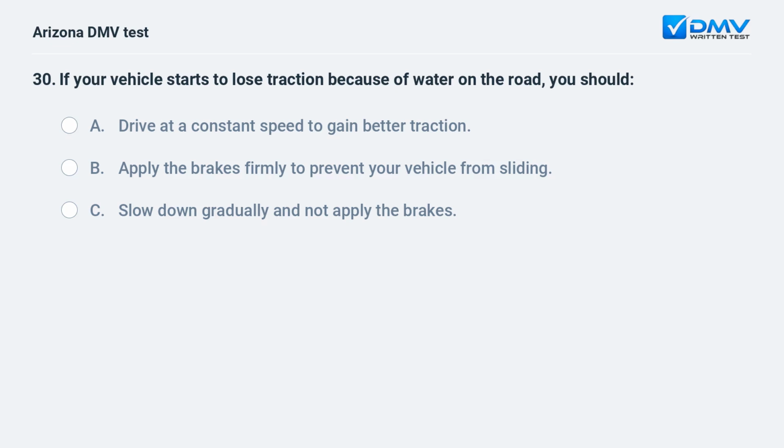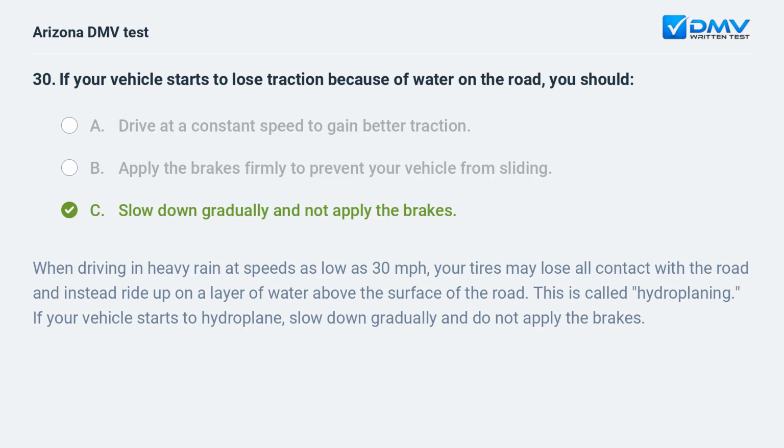If your vehicle starts to lose traction because of water on the road, you should A. Drive at a constant speed to gain better traction, B. Apply the brakes firmly to prevent your vehicle from sliding, C. Slow down gradually and not apply the brakes. C. Slow down gradually and not apply the brakes. When driving in heavy rain at speeds as low as 30 miles per hour, your tires may lose all contact with the road and instead ride up on a layer of water above the surface of the road. This is called hydroplaning. If your vehicle starts to hydroplane, slow down gradually and do not apply the brakes.